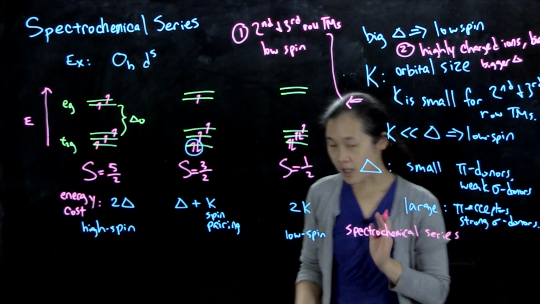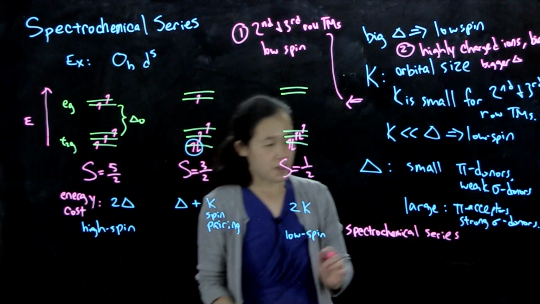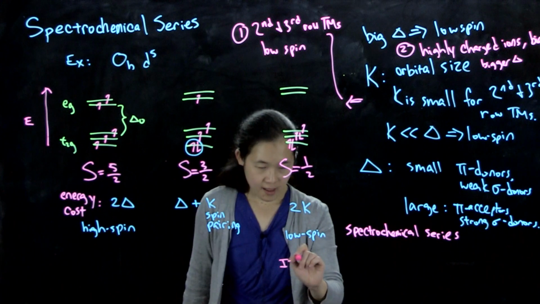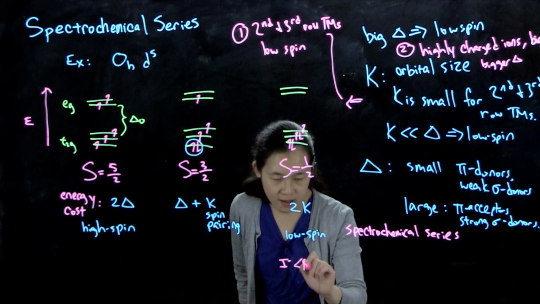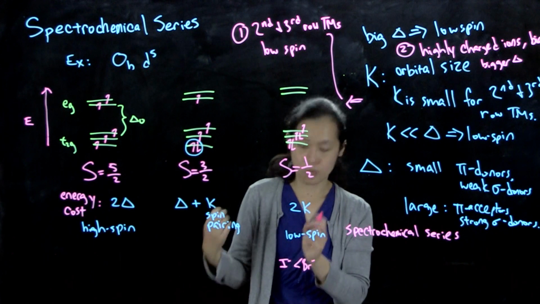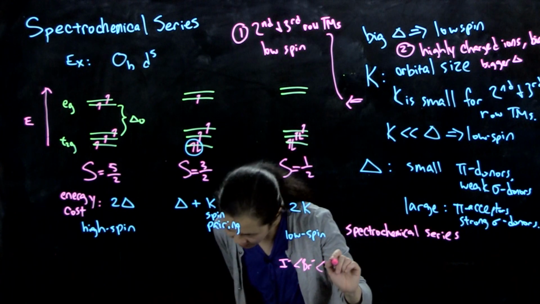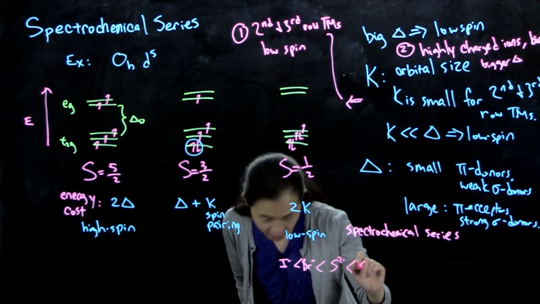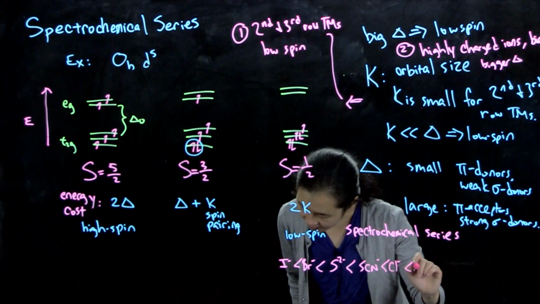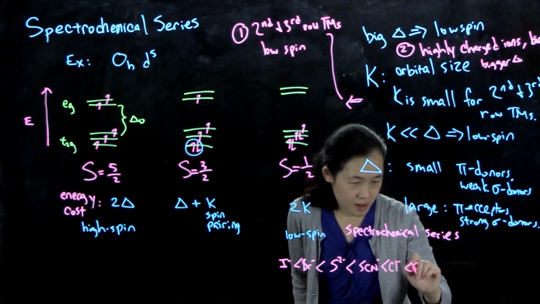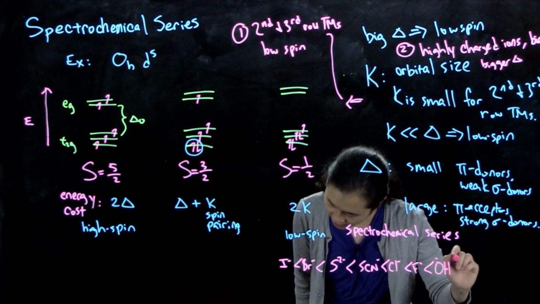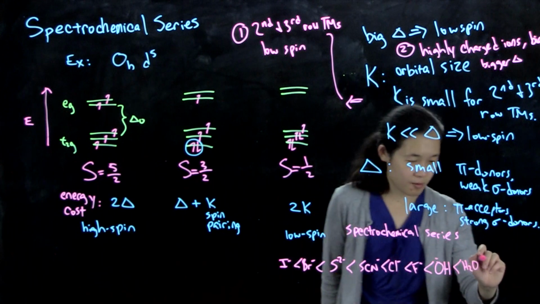You don't need to memorize this, but you should know the general trends. If we start comparing ligands, I'm going to start out here. We have I minus. It will have a smaller gap than bromine because it's a stronger pi donor. I minus has higher energy filled p orbitals. And then we have sulfide, thiocyanate, chloride. I'm obviously not listing an exhaustive list here, but just know the general trends. Hydroxide, water.